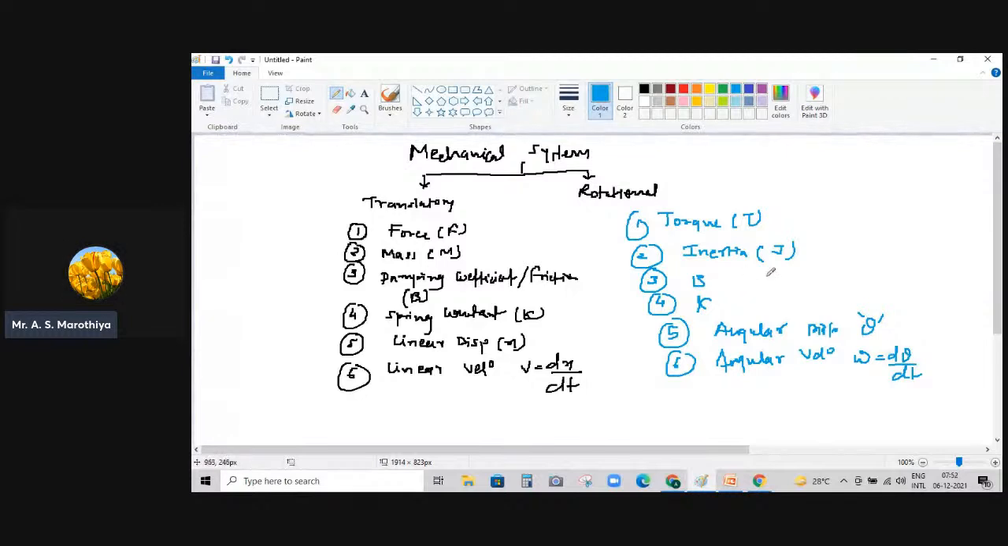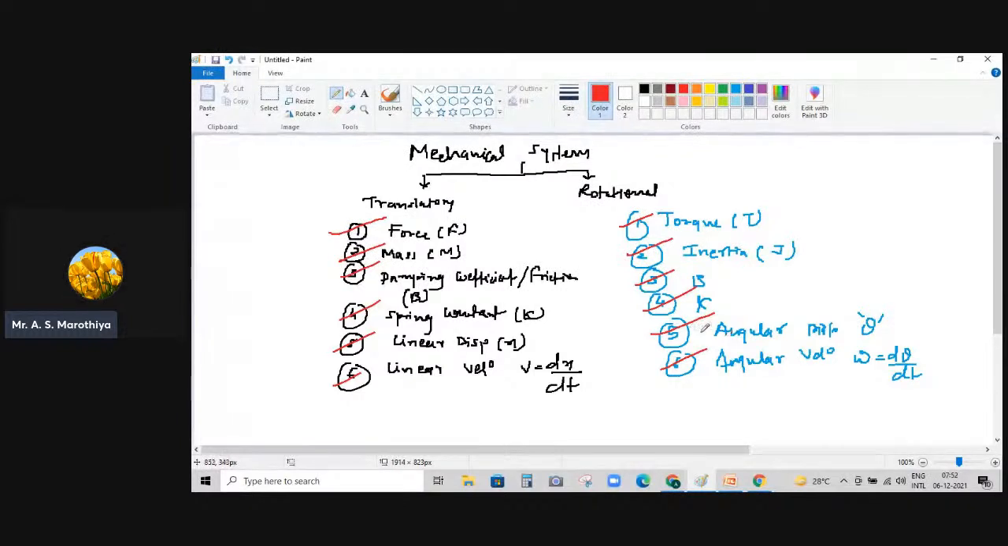So these are the fundamental operating components which are available in any mechanical system. If it is translatory, it is going to have force, mass, damping coefficient, spring constant, linear displacement followed by linear velocity. And if you are dealing with rotational motion type mechanical system, here we have torque, inertia, damping coefficient, spring constant, angular velocity, and then angular displacement. So this is very important.